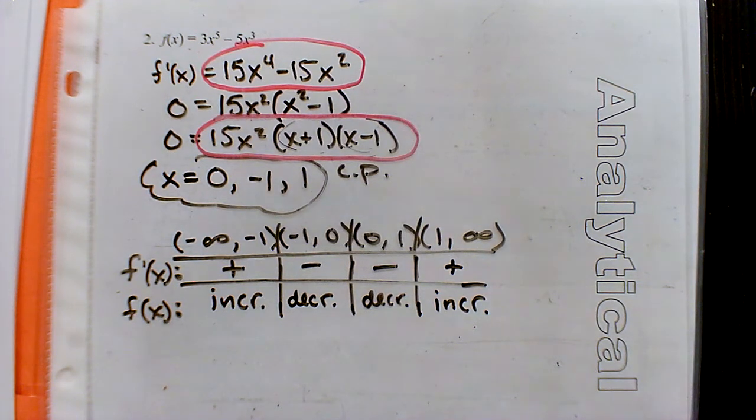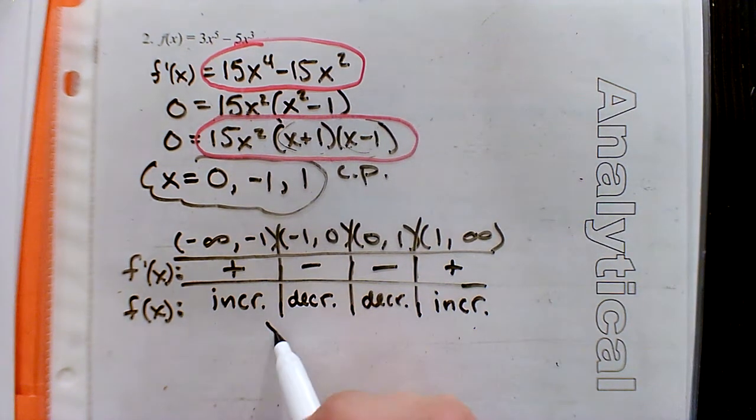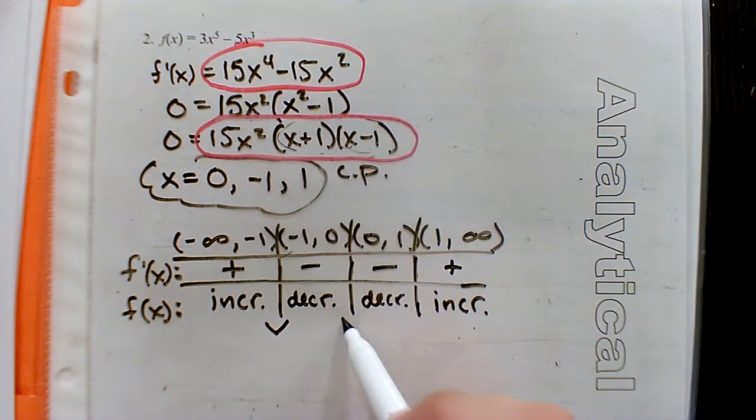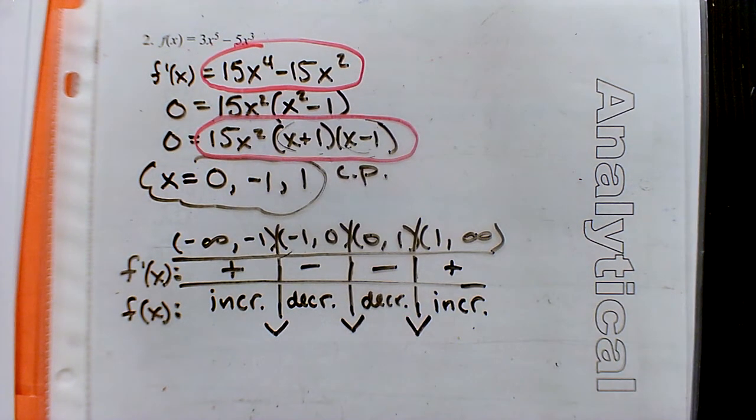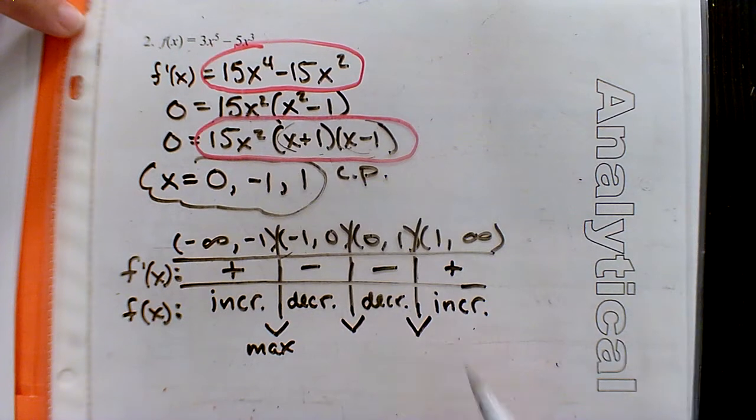Okay. So now that we know what the original function is kind of doing or behaving like, can we identify any maxes or mins? We said we had 3 potential ones. What do you think? Can we classify negative 1 as something? Can we classify 0 as something? Can we classify 1 as something? What do you think? First one's a maximum, and then the last one's a minimum. Okay.